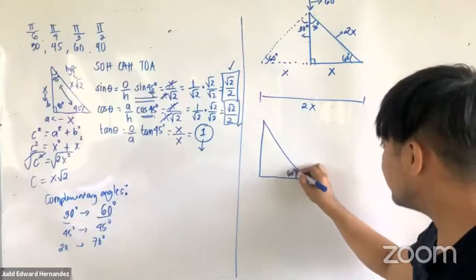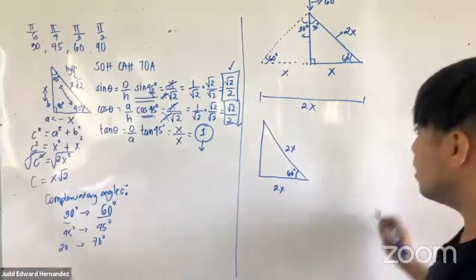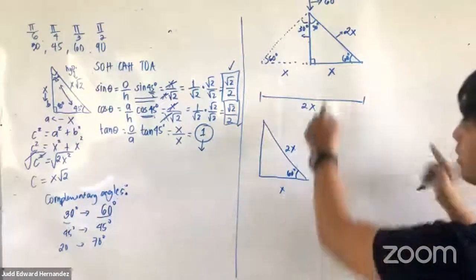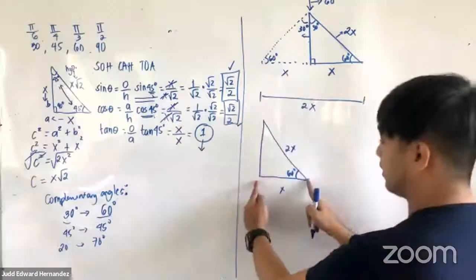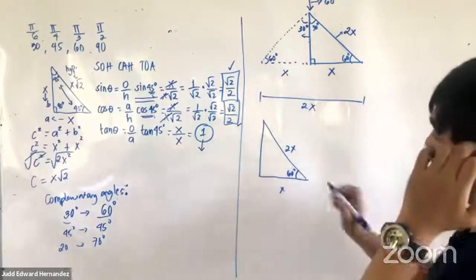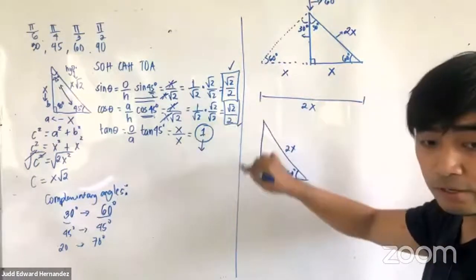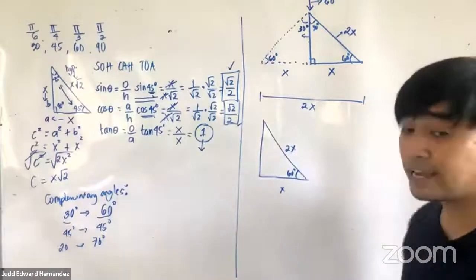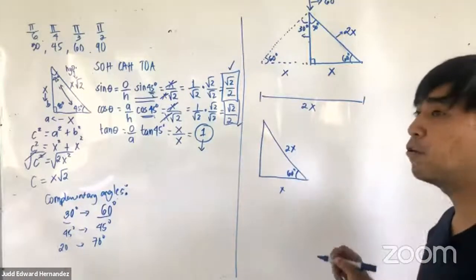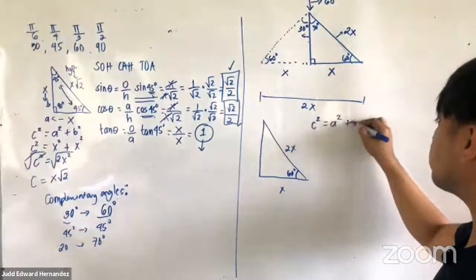This is 60 degrees. This is 2x. This is also 2x. But we do not know yet. This is x. Okay. Since original na po yung kinuha natin, bumalik na tayo kay x. This is 2x. This is x. How do we solve now for this side? Paano na po natin makukuha yung side na to? By using Pythagorean theorem. Okay, that we have c squared is equal to a squared plus b squared.